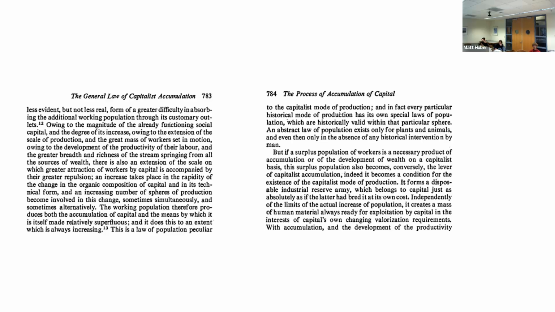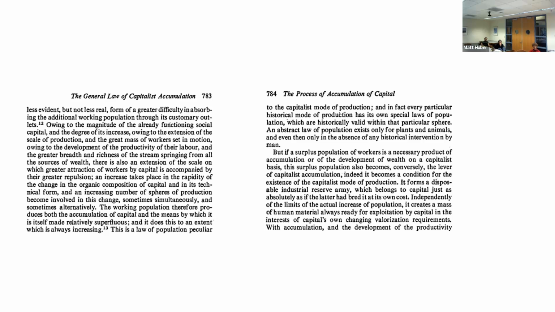So he's trying to develop the theory of population that's specific to capitalism, and that's what this section is about. And he says, right at the bottom of this page, this is the law of population peculiar to the capitalist mode of production. In fact, every particular historical mode of production has its own special laws of population, which are historically valid within that particular sphere. An abstract law of population exists only for plants and animals.